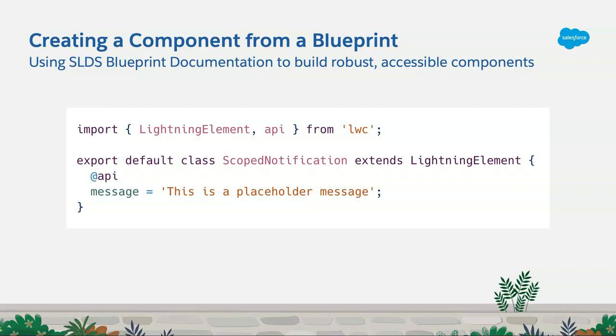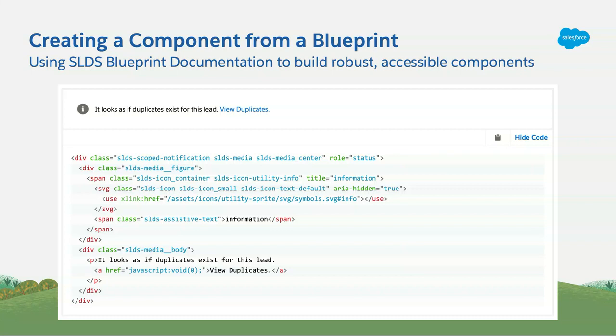And then in our Lightning Web Component world, we turn to our JavaScript, and we just declare that as an API. We have our API decorator there, and then we set that message, and that tells the component, hey, accept a message parameter when you invoke this component. And then I put a placeholder there just for good measure.